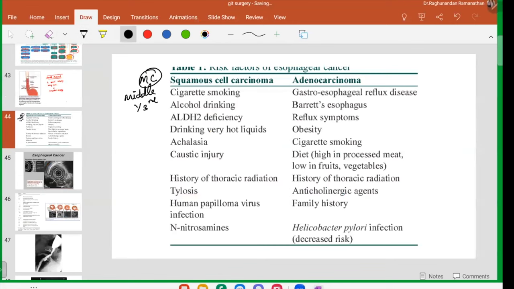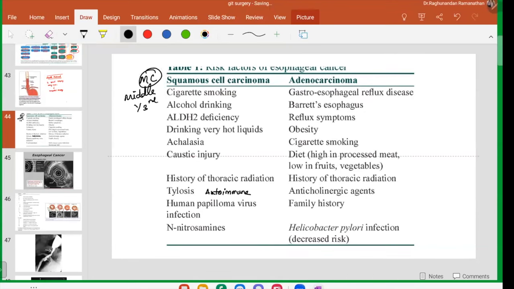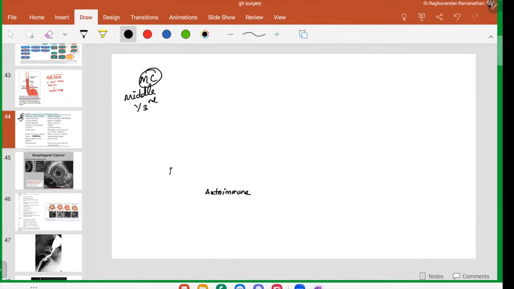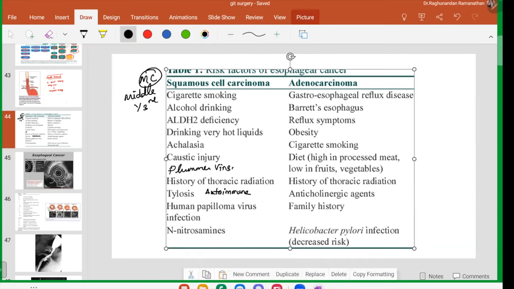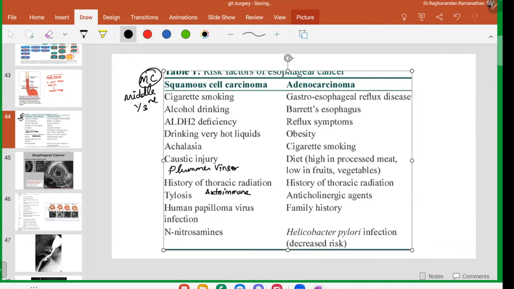Risk factors include smoking, alcohol, smoked food, achalasia cardia, tylosis, and autoimmune disease. Tylosis is an autoimmune disease, guys. And you have human papilloma virus infection, N-nitrosamine, and Plummer-Vinson syndrome. I want you to add this. All these things are very important. Zenker's diverticulum, corrosive injuries, all these things.